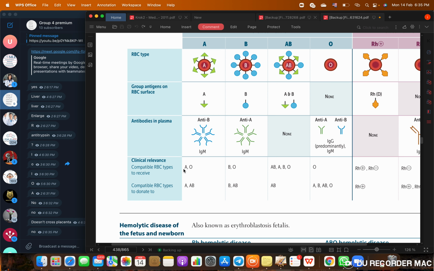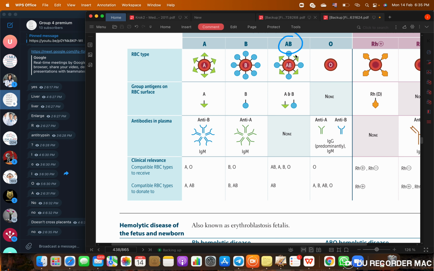And the clinical relevance: compatible RBC types to receive. Which type of RBC can you take? You can take A or you can take O. Why can I take O? Take a look at O. It does not present any type of antigen. That means I can take it. What about compatible RBC types to donate to? Who can I donate to for him? Blood group A. Well, anybody that does not have an anti-A. Who does not have an anti-A? Somebody with blood group A, or somebody with blood group AB.